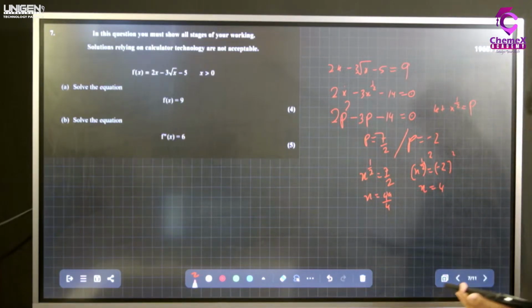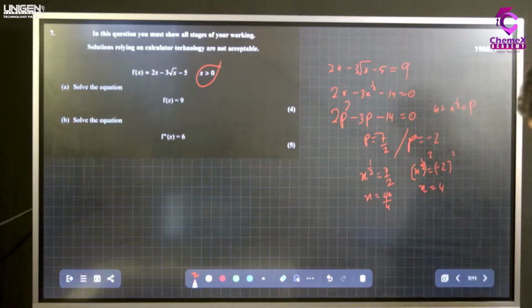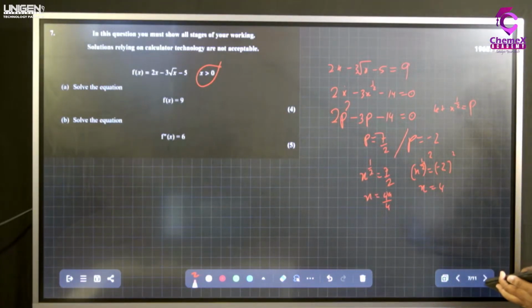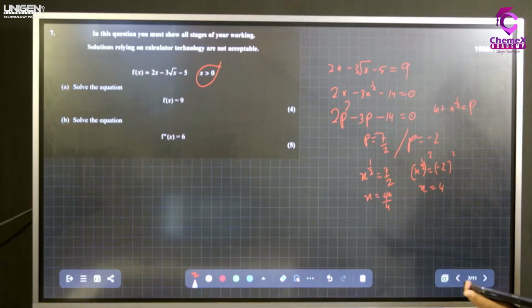Any questions? So they say x is larger than 0. So what do you take? Well, you can take both the answers, right? Okay. Any questions?